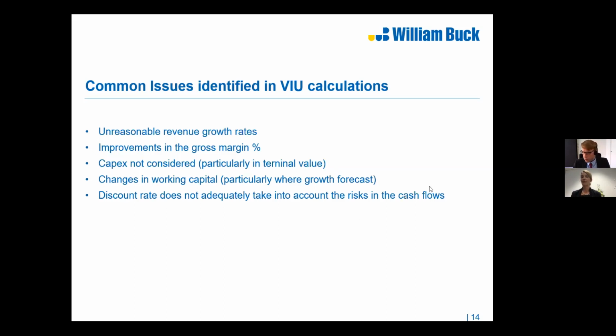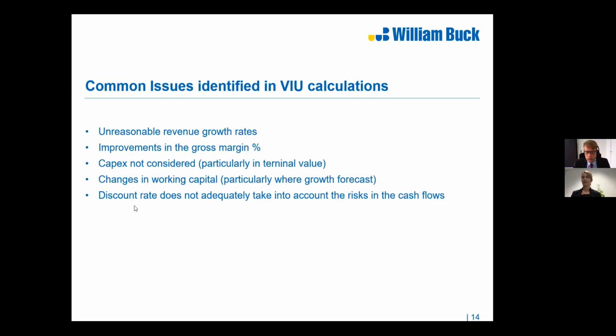Changes in working capital: where growth is being forecast, for most businesses, growth requires an outflow of working capital, so make sure that is taken into account in the forecast. For some businesses that might be retracting in the next few years because of COVID-19, that might actually produce a positive working capital inflow, which might help with the impairment analysis.